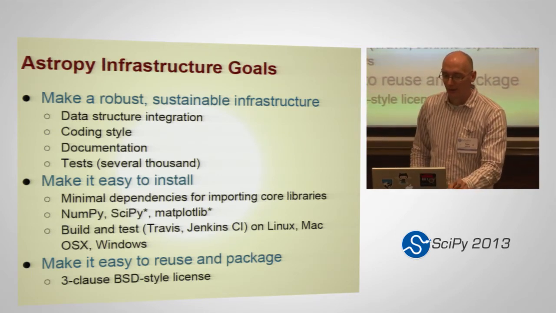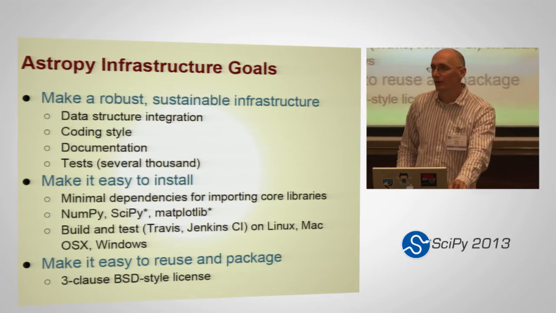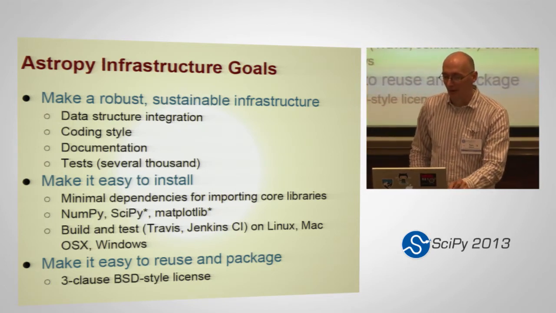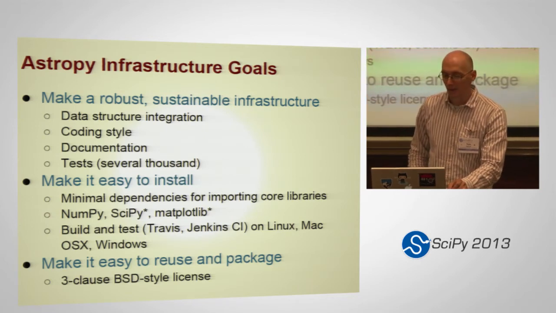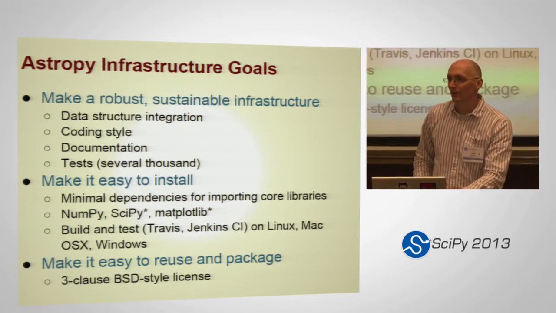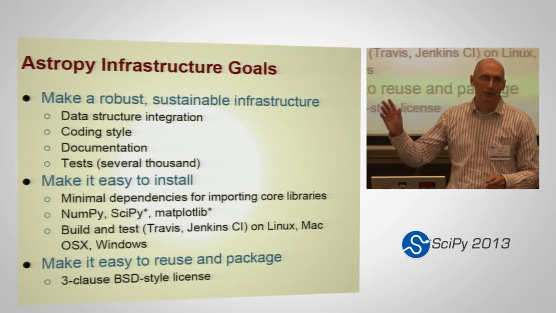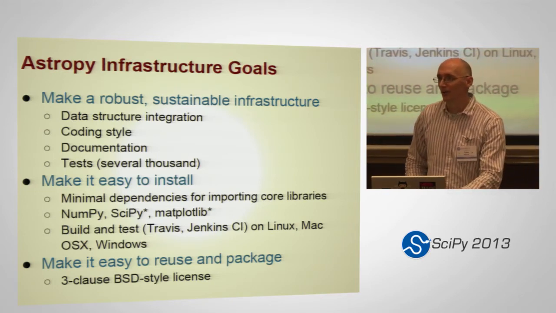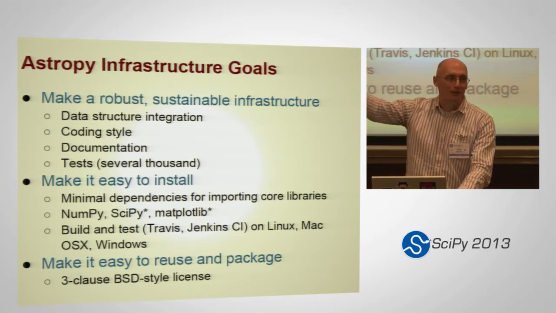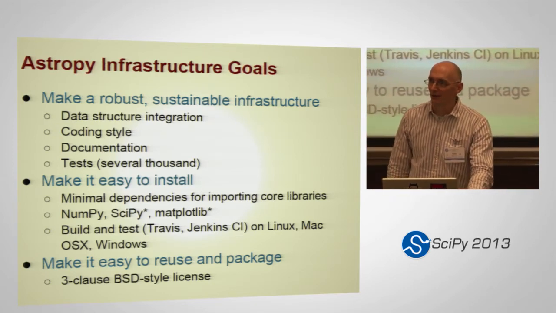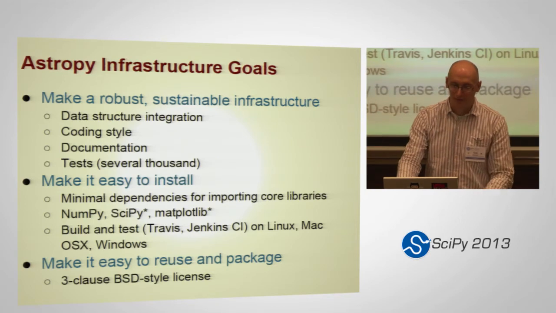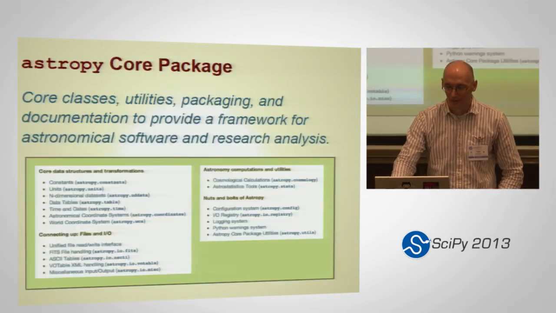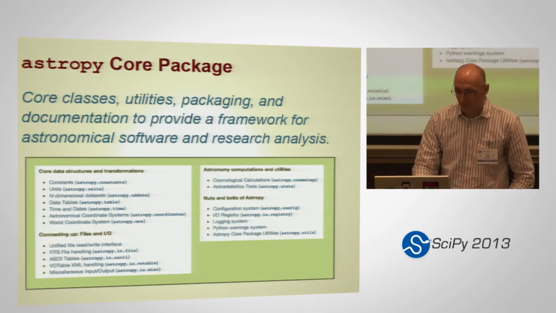And so we have continuous integration set up on Travis and Jenkins on Linux, Mac, and Windows. This kind of infrastructure is really great because every time you put in your pull request, it automatically gets run through all the tests, and that gives you a little green checkbox if it's good to merge. And those are nice things to have. Finally, we need to make it easy to reuse and package with a nice inclusive license.